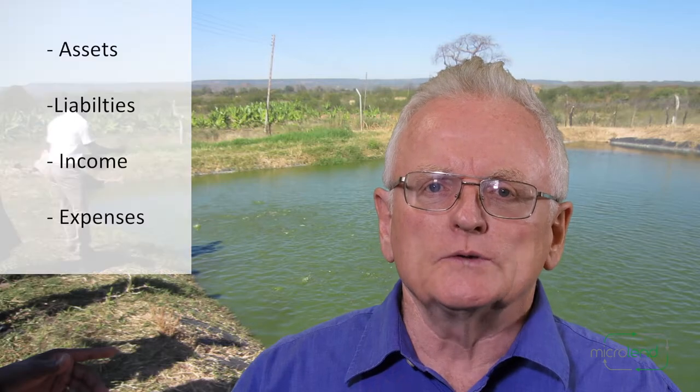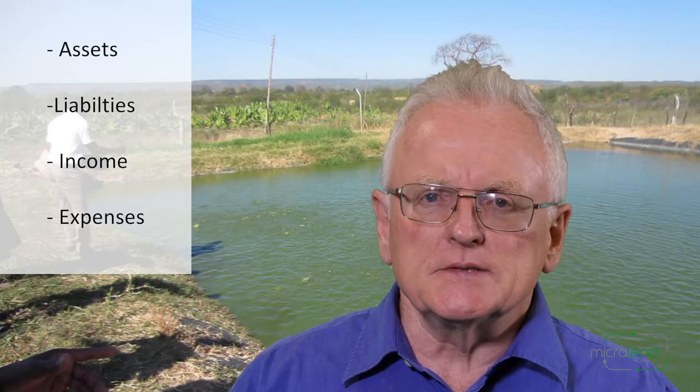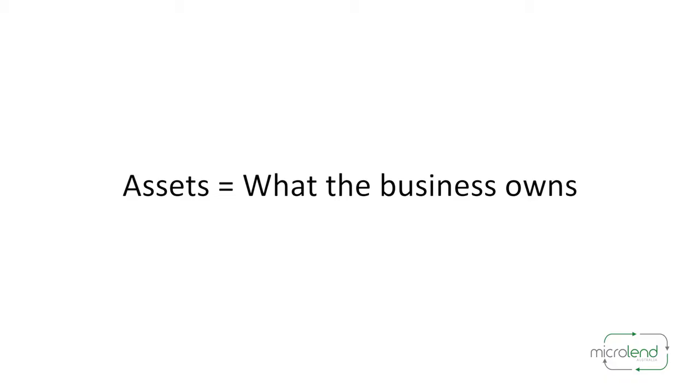Every business is made up of four basic parts called assets, liabilities, income and expenses. Assets are the parts that a business owns. You might want to pause this session at this stage to write down what your business owns. Note that when you enter the assets, you clearly differentiate between what you own personally and what is owned by the business. Only enter the assets that are owned by the business.